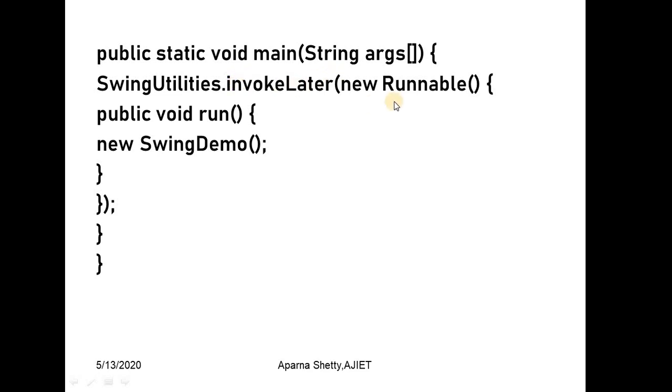So over here within this method we are creating a runnable object and the run method is called. Within that run method we will be creating a new object of swing demo. So this is how we will create a GUI, or we will run that GUI by using the event dispatching thread. Okay, so let us execute this program and see in Eclipse.